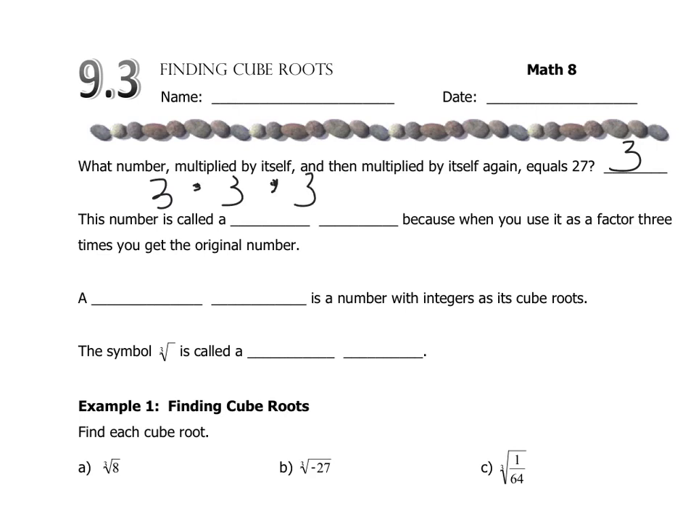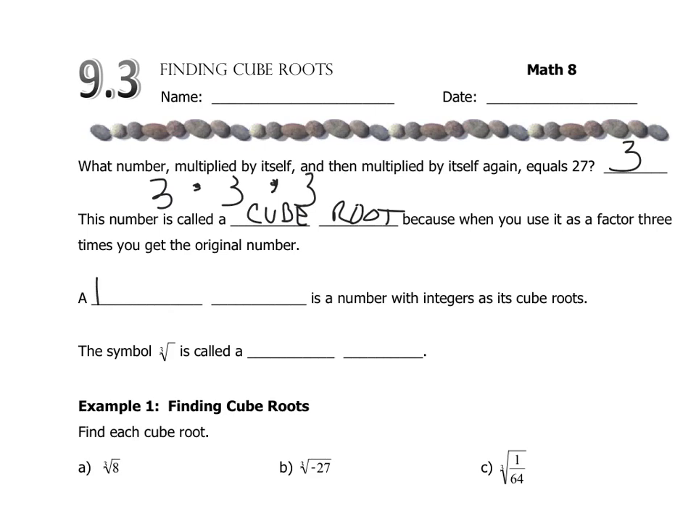Okay? This number is called a cube root because, just like with the square root, it's the factor that multiplies over and over again. With the square root, it was 2 of them. When it's a cube root, it is now 3 of them.